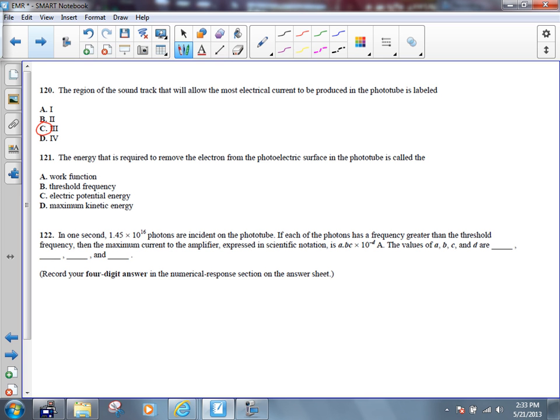121, the work that's required to move the electron from the photoelectric surface in the phototube is called the... somebody in my period 2 class said the threshold frequency. The answer is the work function. B is real close, though.